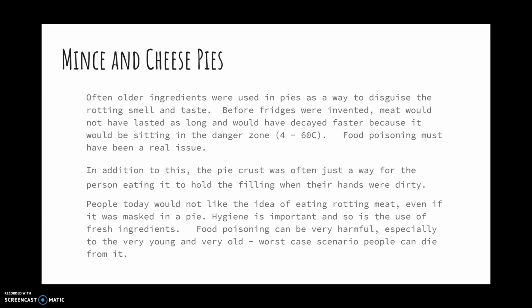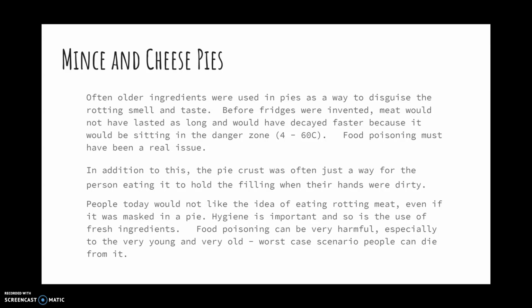Often older ingredients were used in pies as a way to disguise the rotting smell and taste, and we looked at that back in the tradition slides. Before fridges were invented, meat would not have lasted as long and would have decayed faster because it would have been sitting in the danger zone, 4 to 60 degrees. Food poisoning could have been a real issue. In addition to this, the pie crust was often just a way for the person eating it to hold the filling when their hands were dirty.